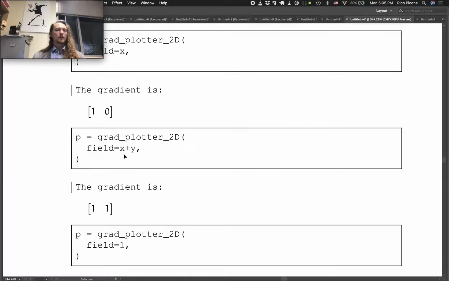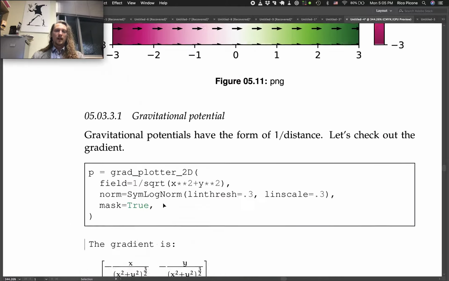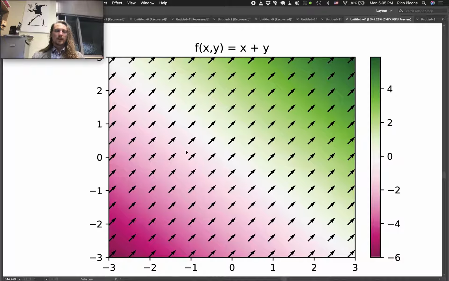Okay, so the second one we'll consider is x plus y. If you take the partial with respect to x, you get 1. Partial with respect to y, you get 1. And we should expect that the (1, 1) vector is going to point up and to the right, in the positive x, y directions. And sure enough, that is what we get here. The gradient is always pointing up and to the right with a constant magnitude. So always the same direction, always the same magnitude, across the entire plane.